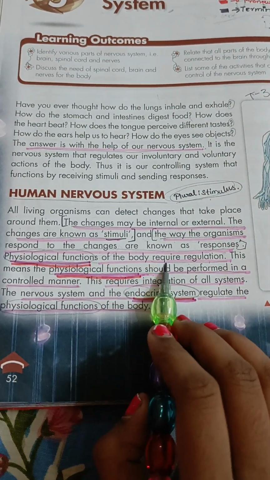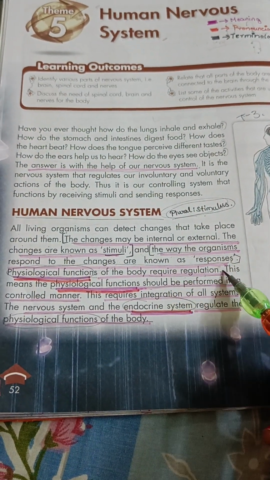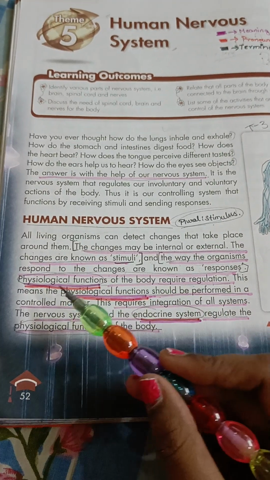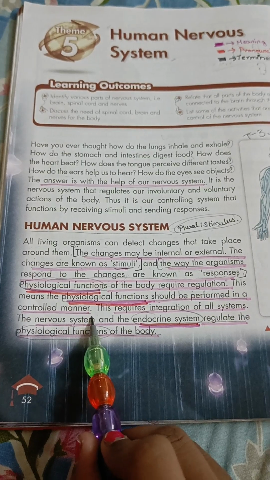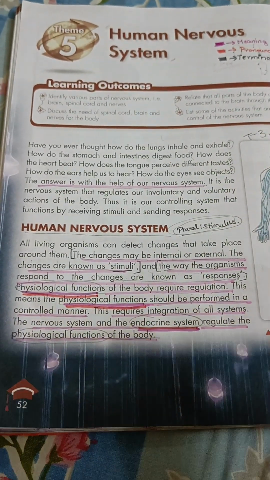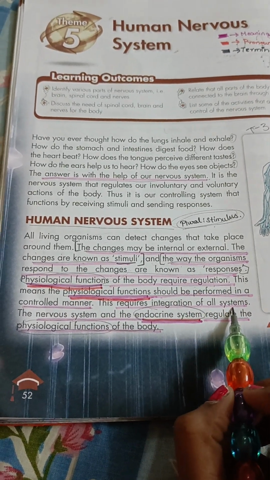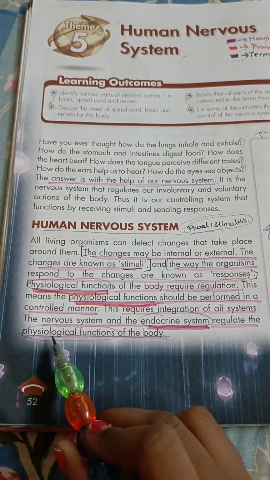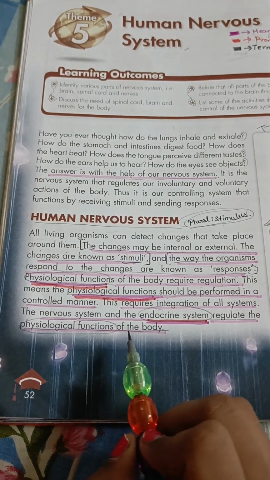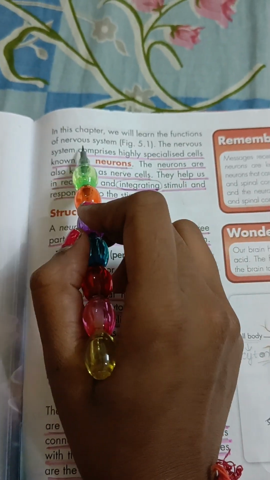Physiological functions of the body require regulation. This means the physiological functions should be performed in a controlled manner. This requires integration of all systems. The nervous system and the endocrine system regulate the physiological functions of the body. Now, let's go on. In this chapter, we will learn the functions of the nervous system.